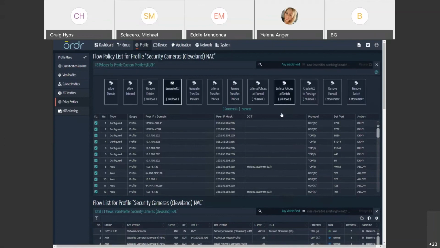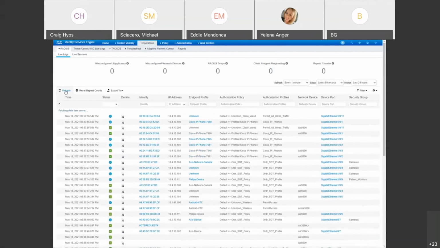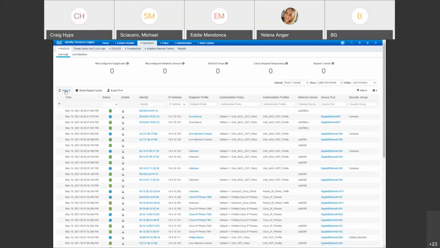and say, let's go ahead and enforce those policies at the switch. And with that, we'll then see that all of these devices will now start getting a new ACL applied to them. So they're not only getting the right group-based policy, but they're now also getting the right ACL to lock them down to only do the things they need to function and nothing else.